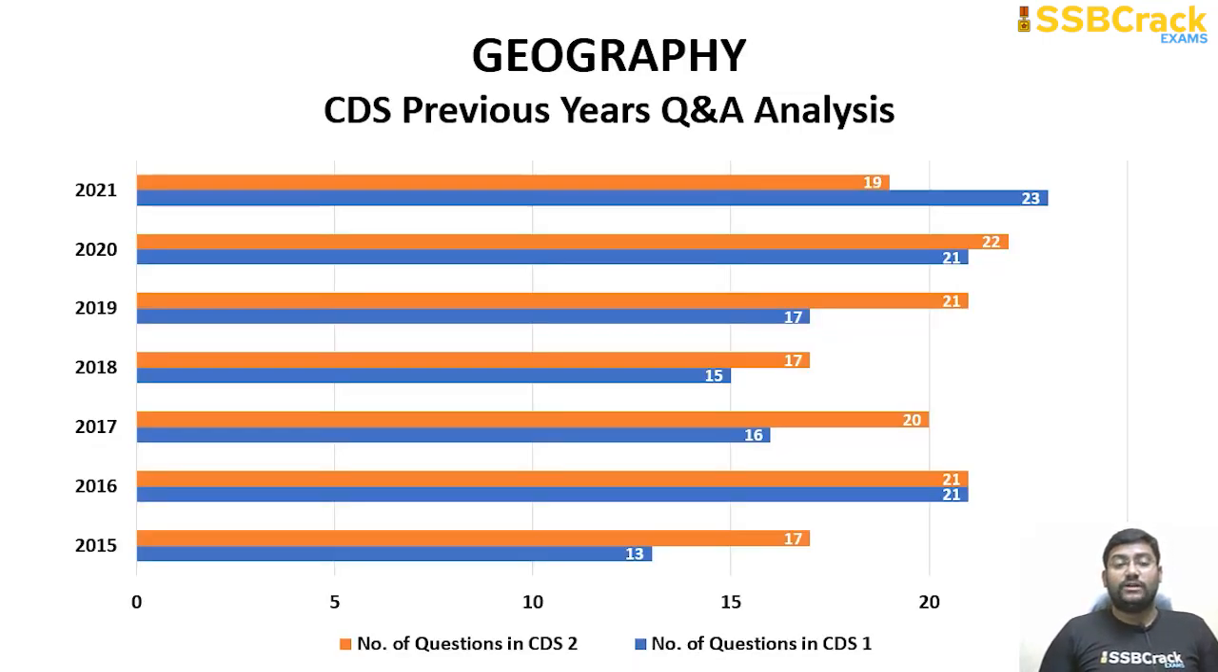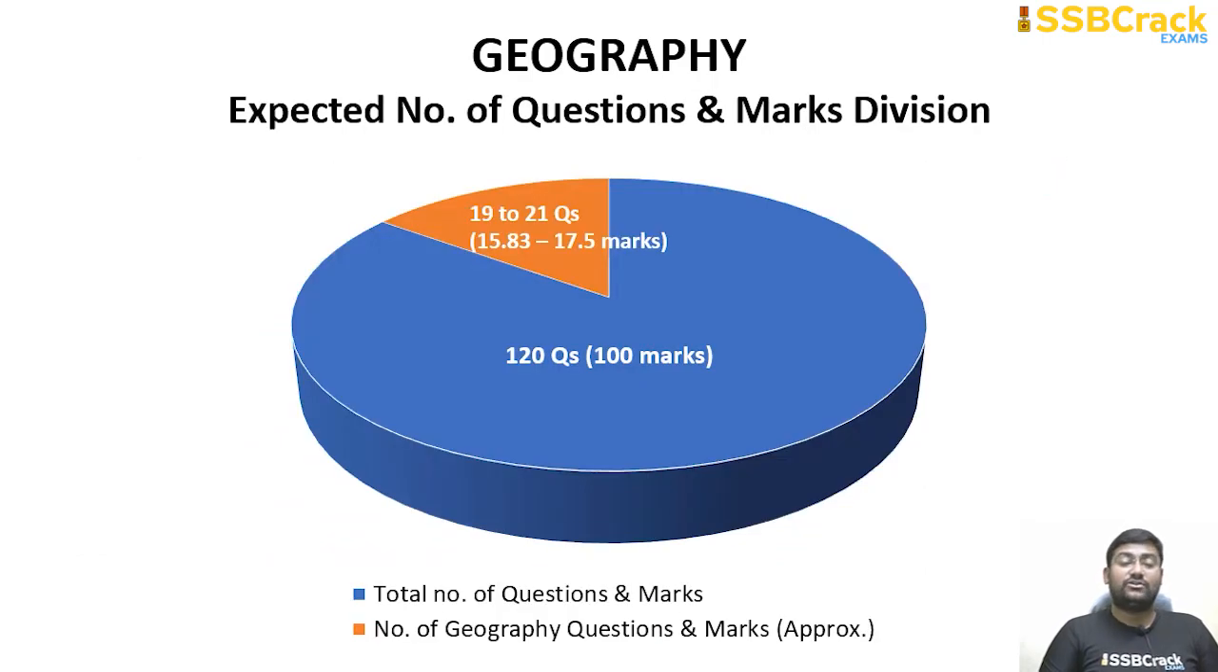And the next most important part is geography. The most amount of questions that come from any section in the entire CDS are from geography only. Here you can easily see 19, 23, 22, 21 questions have been asked consistently in the previous years. So going through the same trend this year also, you can expect somewhere around 15 to 20 questions being asked from this section alone, which can easily fetch you somewhere around 15 to 20 marks.